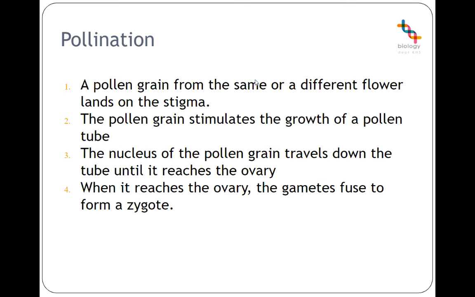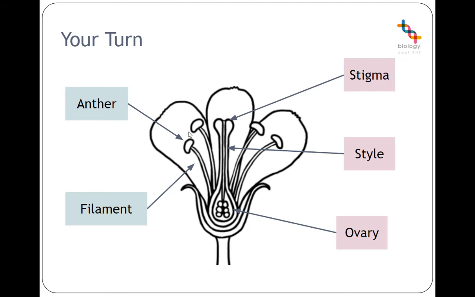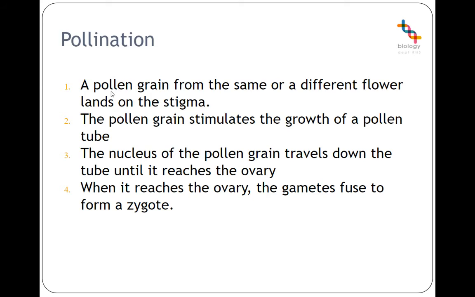So these are the stages. Pollen grain from the same or different flower lands on the stigma. Plants can often self-pollinate, so the anther will drop pollen down and it will land on the stigma and a pollen tube will form. Some plants have various very cunning genetic ways of stopping that.